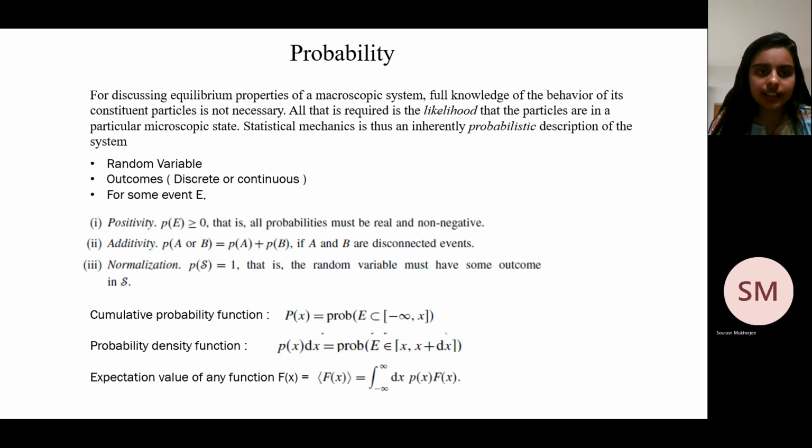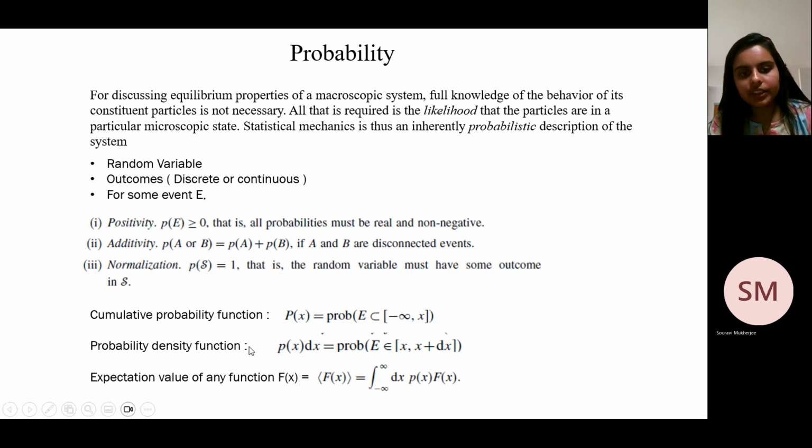And what's important is that all probability distributions or values of probability follow these properties: that it is positive. And then when you add the probabilities of two disconnected events, they should add up together. And then if you add the probabilities of all the different outcomes, the summation of all the probabilities of all the different outcomes should give you one. So that is the normalization property of probability.